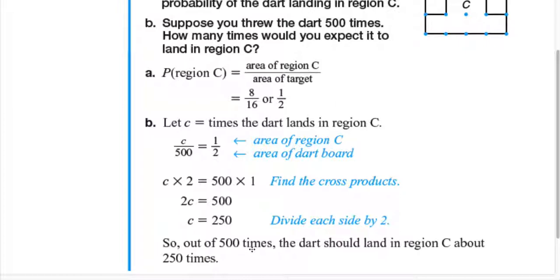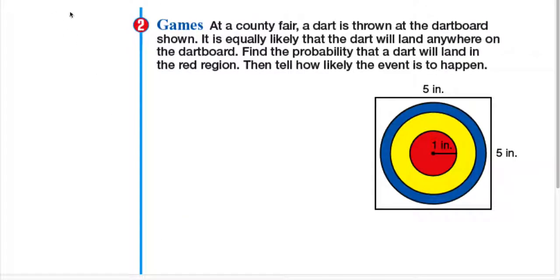Let's take a look at the last example. At a county fair, a dart is thrown at the dartboard shown. It is equally likely that the dart will land anywhere on the dartboard. Find the probability that a dart will land in the red region. Then tell how likely the event is to happen. So let's say you basically have no skill in throwing darts. You throw a dart at a county fair and you want to find the probability of that dart landing in the red region. So the probability of landing in the red region will be the area of the red region, right here, over the area of the entire target, which is this square.